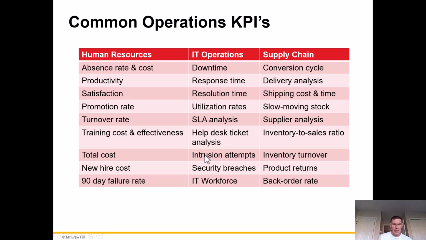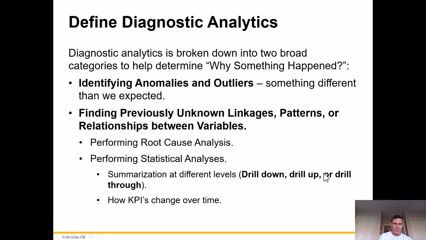So some common operations KPIs. I'll just go over a couple of these. So perhaps productivity. We may measure that for IT operations by response time. If we're looking at supply chain, we could perhaps use delivery analysis to measure that. If we're looking at, say, turnover rate, we might look at SLA analysis for IT operations. We perhaps look at supplier analysis for supply chain. And then maybe just to go over one more, like new hire cost, IT operations, we might use security breaches to measure that. And then for supply chain, we may use product returns to measure that.